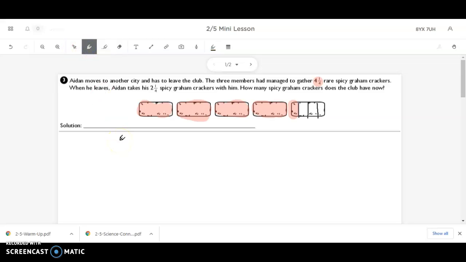Now let's think, what happens in our story? Aiden leaves and he takes 2 1/4 spicy graham crackers with him. So let's start thinking, is this addition? Are we trying to combine more graham crackers together? Or is this subtraction, where we're trying to take some graham crackers away? It's subtraction.